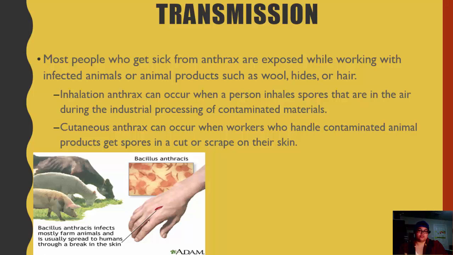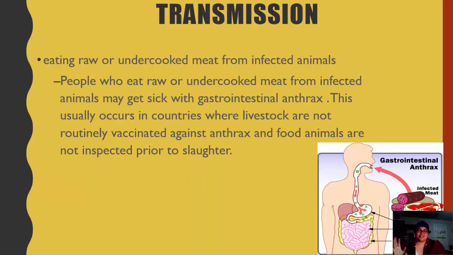Tanneries were known to pass along anthrax, so they'll be working with the hides from cows, and cows will carry it on them, they won't even know. It also happens from eating raw and undercooked meat. This mainly happens outside the U.S. because there are more vaccines that are given to cattle that are used for food purposes. Gastrointestinal anthrax is bad stuff, real bad stuff. And this mainly happens because they're not inspected.